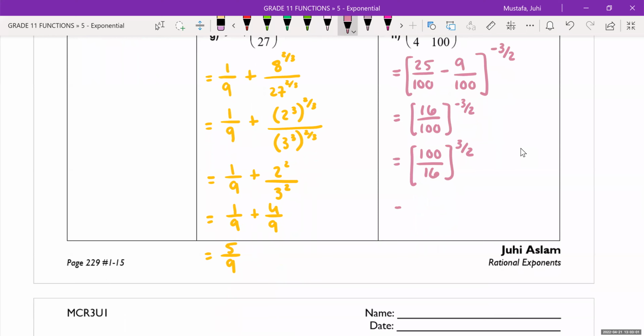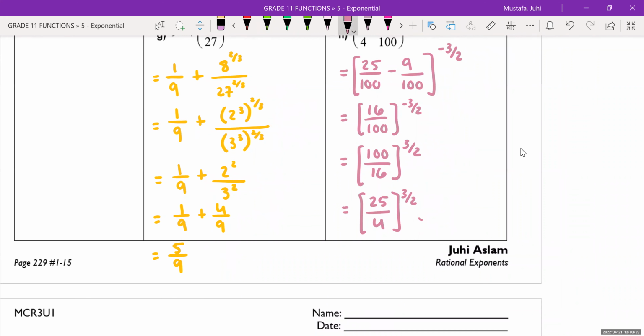Sarah? You could, yes. You could have, yeah. Because that's still 2 squared. Yep. So if you want, we could go that route. We can actually reduce this fraction to 25 over 4, all to the power of 3 over 2.